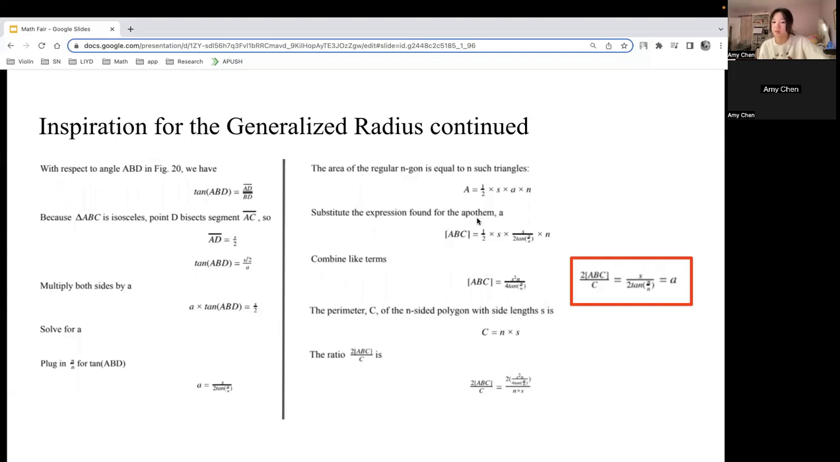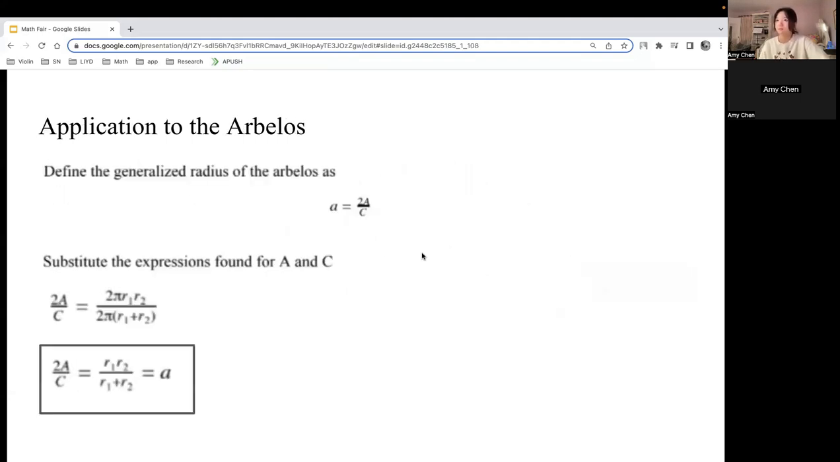Substituting the expression found for the apothem A and combining like terms, we get the area of the triangle is equal to s squared n over 4 tan of pi over n. The perimeter c of the n-sided polygon with side length s is c equals n times s, and therefore the ratio 2 times area of ABC over c simplifies to s over 2 times tan of pi over n, which is exactly equal to the equation for the apothem. Therefore, the generalized radius rule applies for the Arbelos.